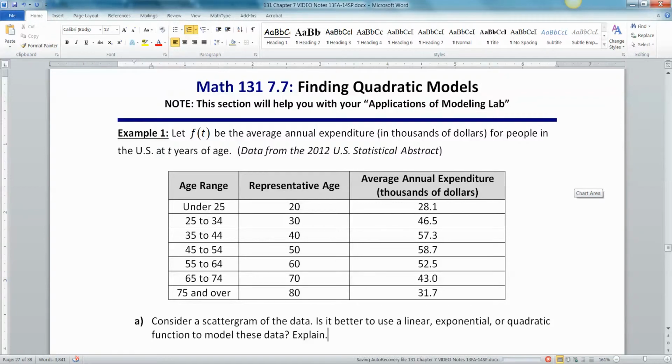Hello there, this is Alana Tuckey, and this is going to be the lecture for section 7.7, which is Finding Quadratic Models. This is going to be a particularly important section for your second project in Math 131.